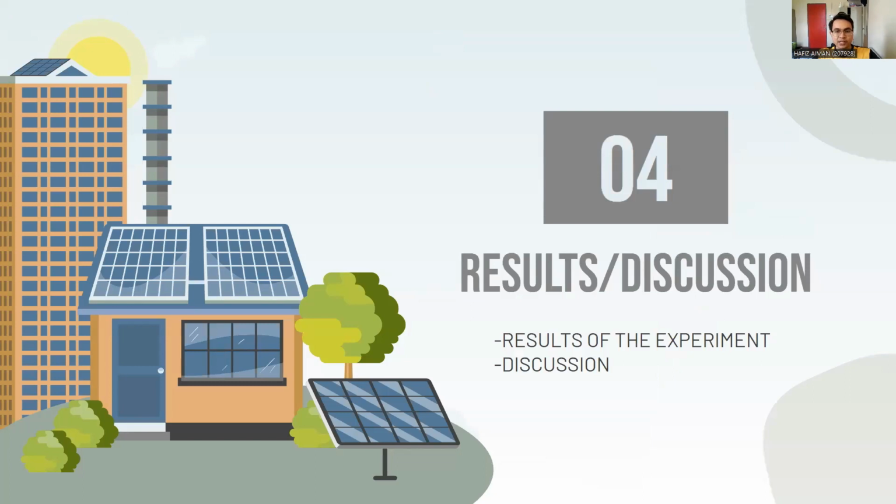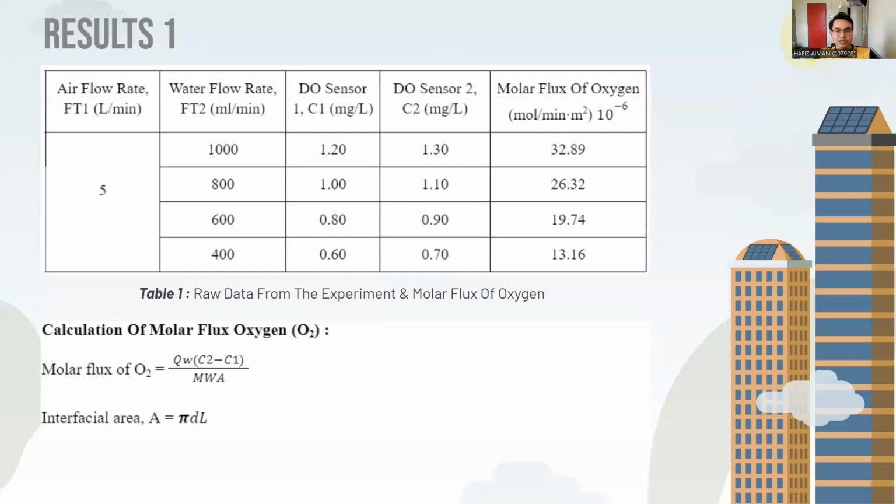Now, we are going to discuss the result and discussion. This is table 1, which contains the raw data from the experiment and molar flux of oxygen. The raw data from the experiment include DO sensor 1 and DO sensor 2, while the molar flux of oxygen can be calculated using this formula.